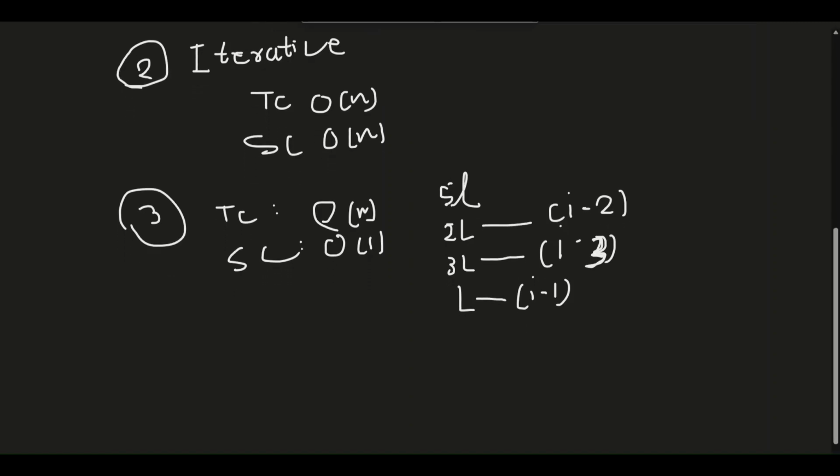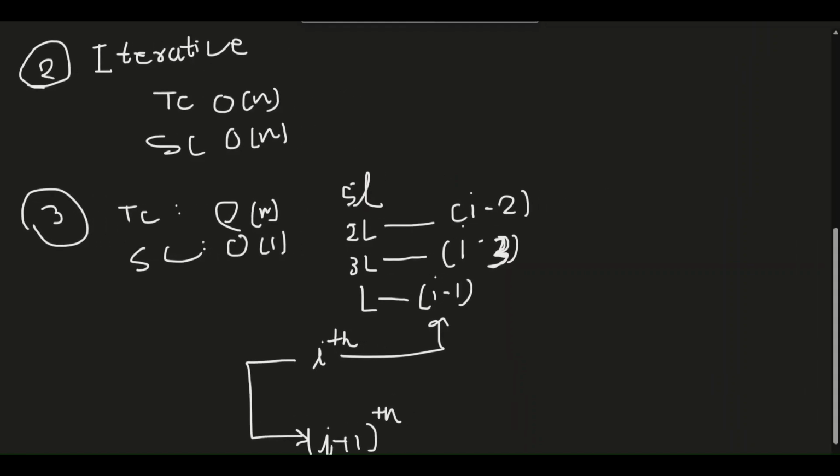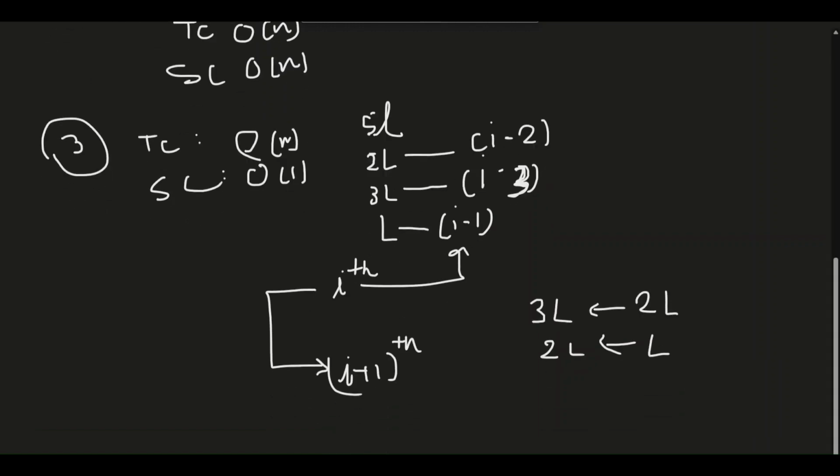Currently I am at the ith index. When I move my i to the (i plus 1)th index, what will I do? Firstly, I will assign my second last to my third last, then my last to my second last, and then I will assign my current element to my last. Then I will move my i to i plus 1.